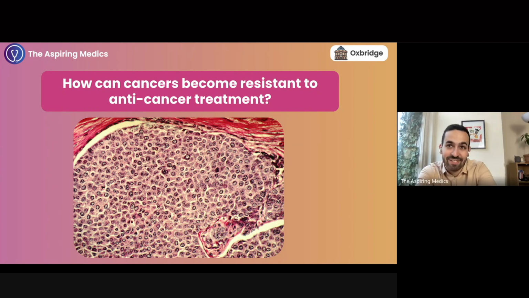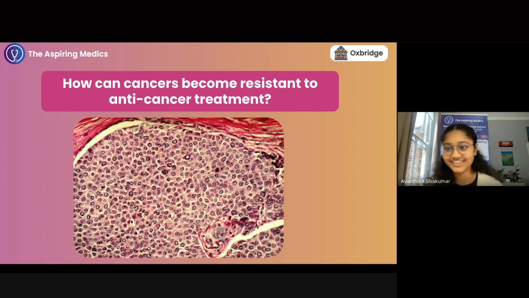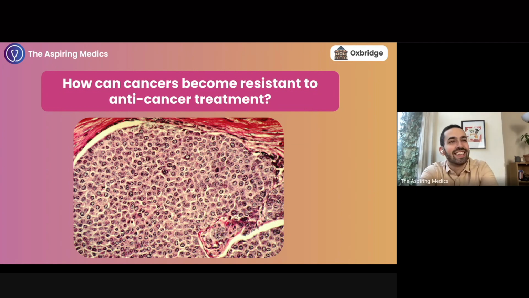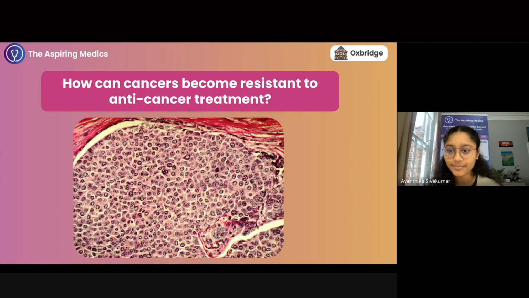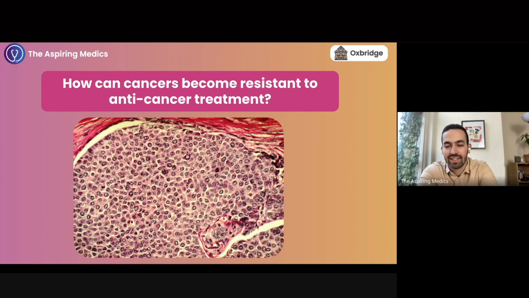Okay, let's not make it too complicated. So if we just say it's a bog standard molecule, a nanoparticle of some description, how will that get into a cell?